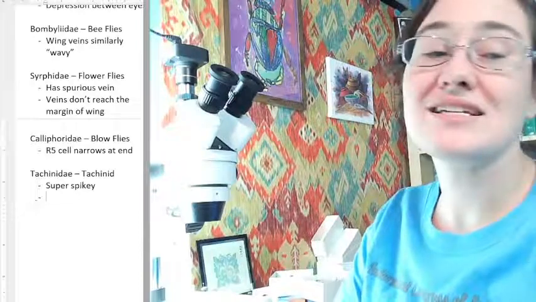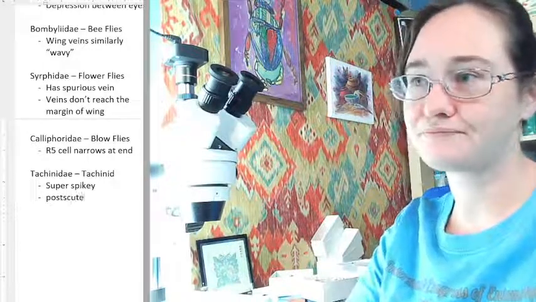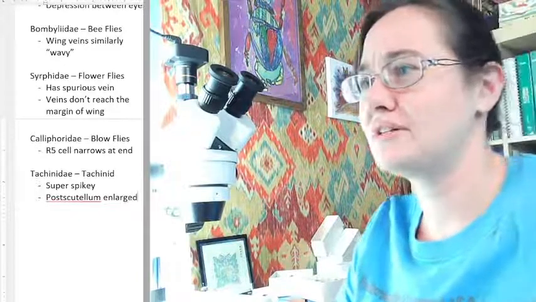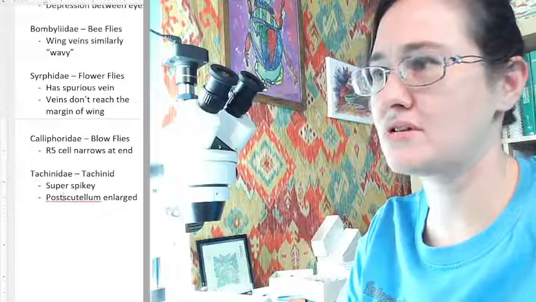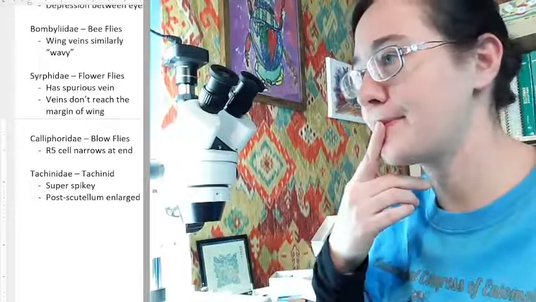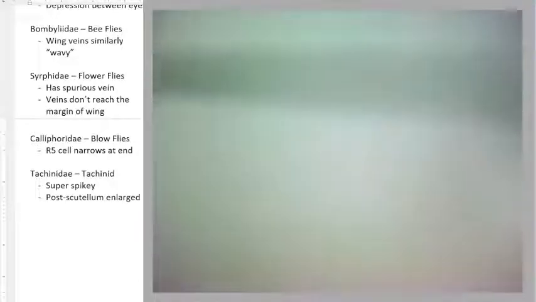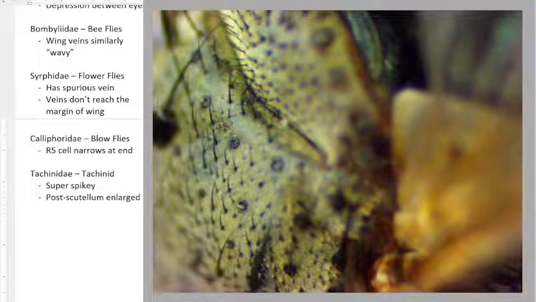All right. And so when we're looking at tachinids, if you want to narrow it down from all of the other super spiky flies, we're talking about something called the post-scutellum. And we'll look at it. It is developed and prominent, big, large. Enlarged? We're going to call it enlarged. I believe it's one word, but they're trying to tell me it's two words. Okay. All right, so let's check this out. You're going to laugh at me because you're going to say, that's enlarged, but truly, it is. I promise you.